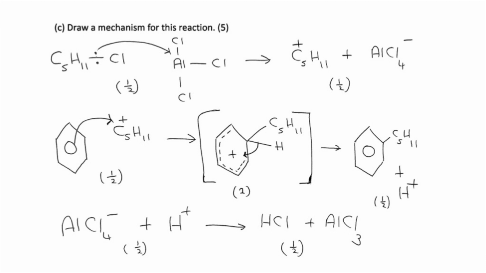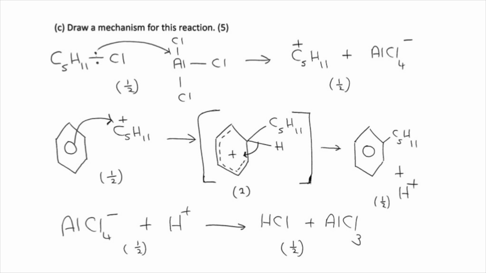Now a dative bond forms between the chlorine and the aluminium chloride. So this coordinate bond, this dative bond, produces AlCl4- and the electrophile C5H11 with a positive charge. Now if you drew a pair of electrons moving from the C5H11Cl towards the aluminium chloride, there's half a mark for that, and there's half a mark for getting the correct products.